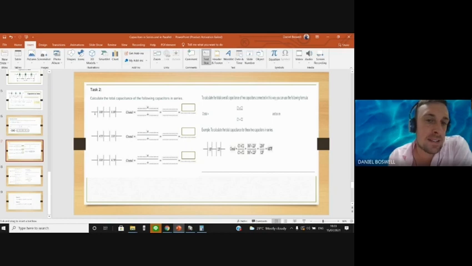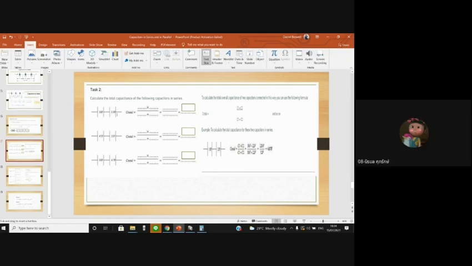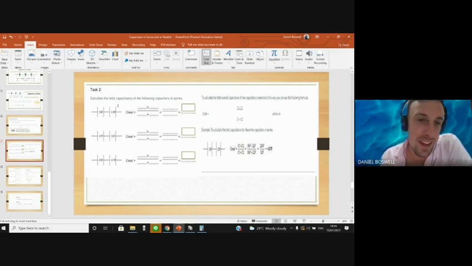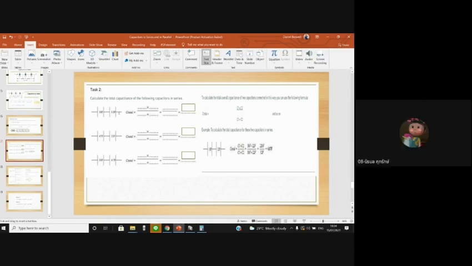What is our capacitance in C1? The value. 10 farads, good. Let's go back up to the top. Well, that was quick. Well done, good. What's our capacitance value in C2? 3.3. Good job, thank you.